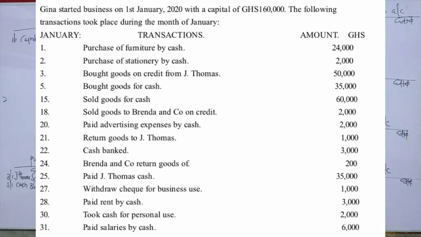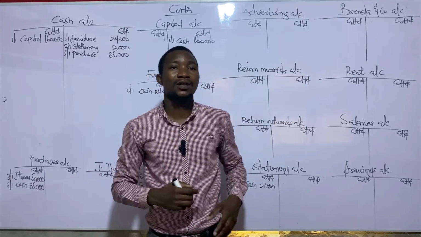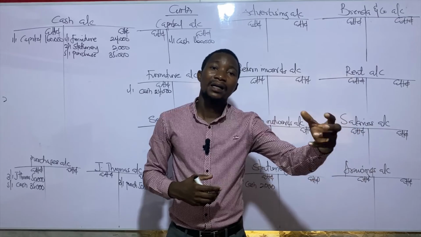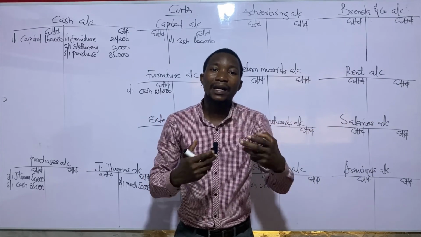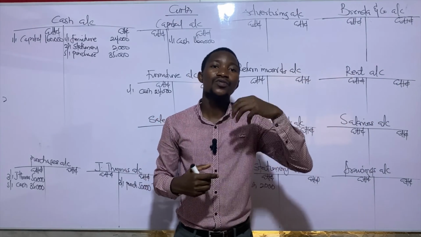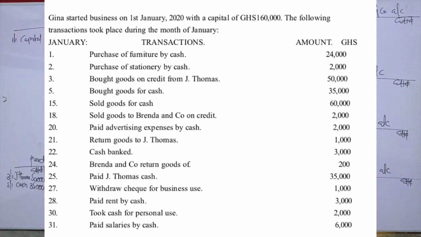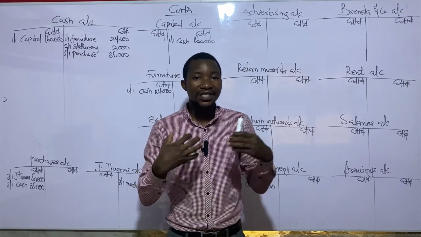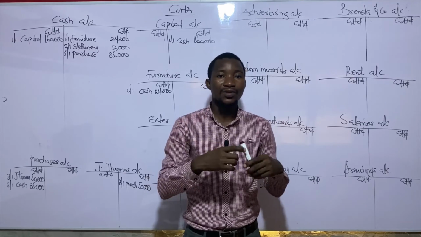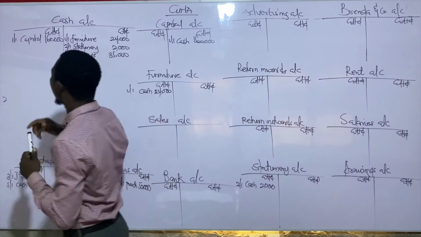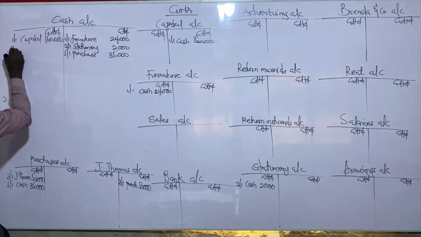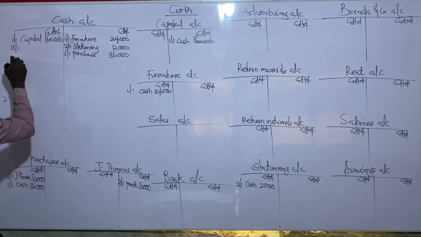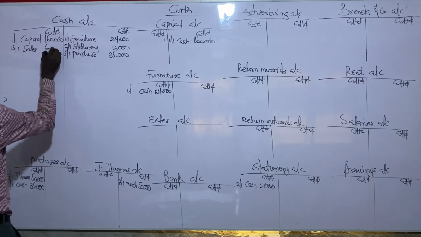The next transaction was on the 15th. Sold goods for cash. So anytime we make sales, the item we sold is going out, then we receive cash. So we sold goods for cash, and the amount was 60,000. That was on the 15th. It means cash is coming in. The same real account: debit what comes in. So we move to cash account. That was on the 15th of January. We make sales, and the amount was 60,000.